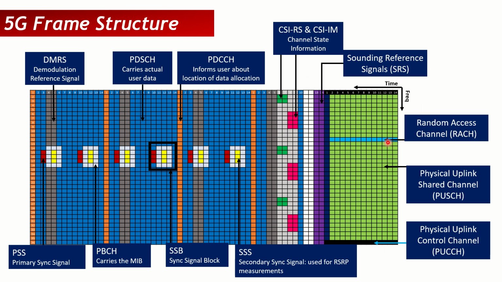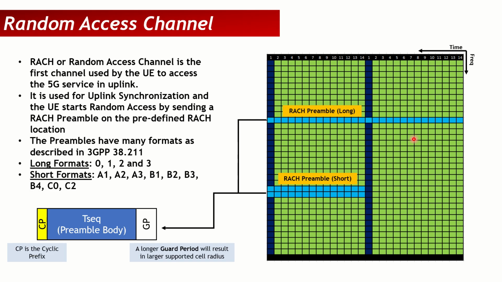So the first one that we'll talk about is the random access channel. Now, what is the random access channel? That is the RACH channel that the UE requires to access the 5G cell. So in case the UE needs to access the 5G cell, it needs to initiate a random access preamble, and the random access preamble will be sent over the RACH channel, the random access channel.